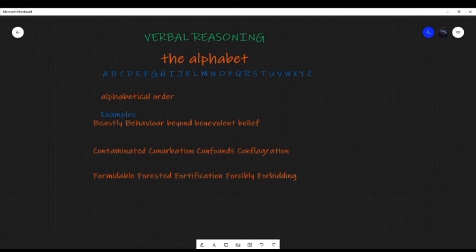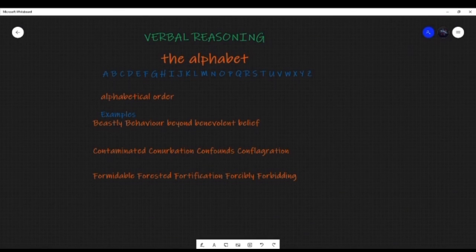Right, so as you can see, B is obviously the first one, so forbidding is first, and forcibly is the second one. So now you have to look at T, M, and E. E is obviously the third one, and then it's T and M. M definitely comes before T, which means the order is forbidding, forcibly, forested, formidable, fortification. And if it asks you for, let's say, the second one, you just write forcibly and the marks are there. So it's very simple.